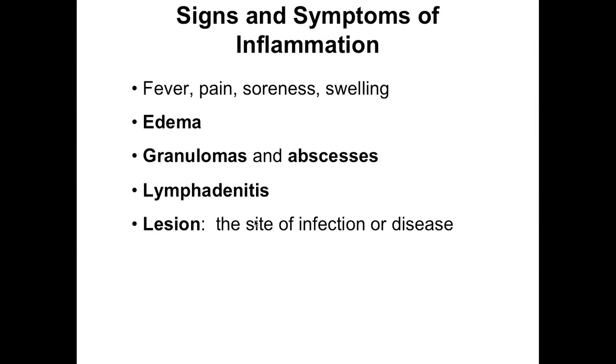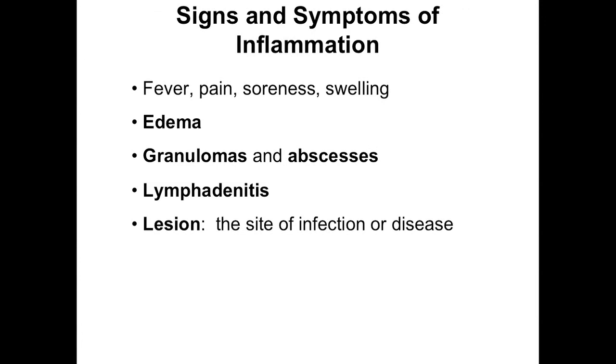Signs and symptoms of inflammation. So you get fever, pain, soreness, swelling, edema, or buildup of fluids. Granulomas and abscesses. So granulomas are where you get white blood cells kind of walling off an infection, and they cause these nice little lumps of white blood cells. And if they get large enough, you can get something like an abscess, which is just kind of a huge lump of white blood cells.